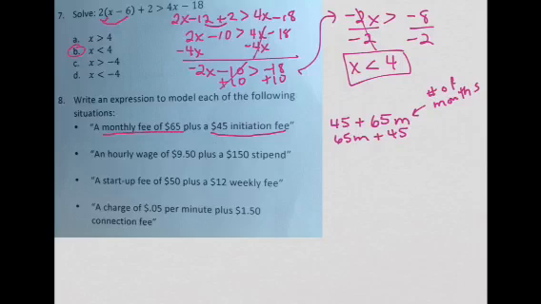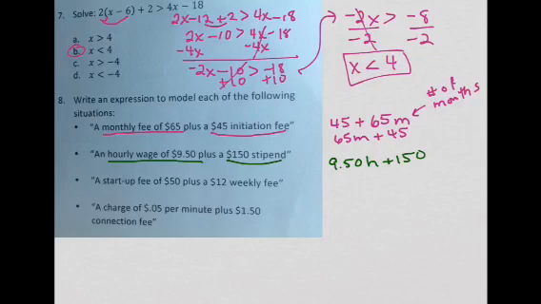Okay? An hourly wage of $9.50 plus $150 stipend. So right here what changes is the hourly wage. So per hour it's $9.50. The constant is the $150 stipend. So it doesn't matter how many hours you work, you get the $150. Whereas the $9.50 is per hour. So you could put $9.50 H for hour plus $150.